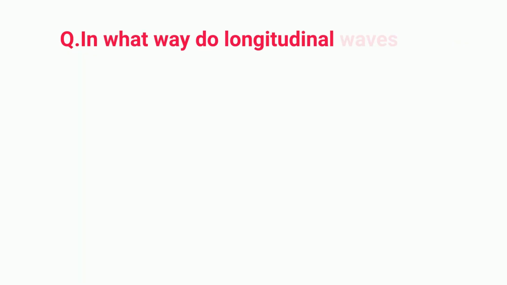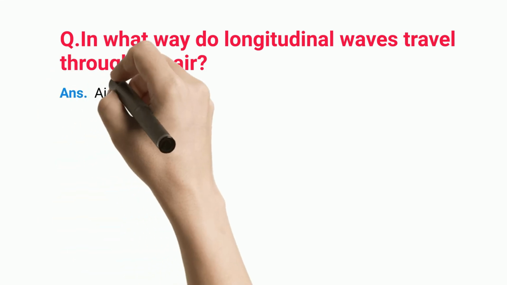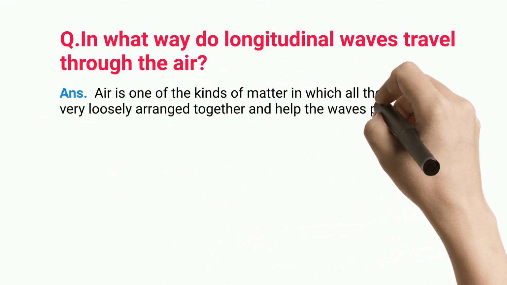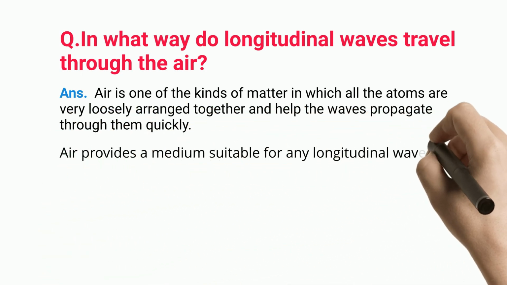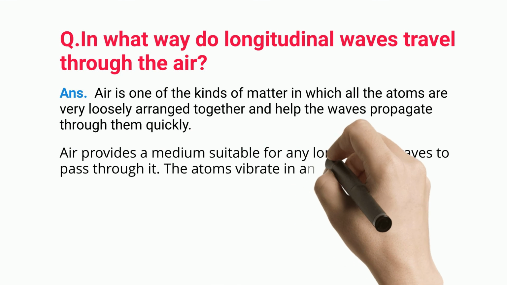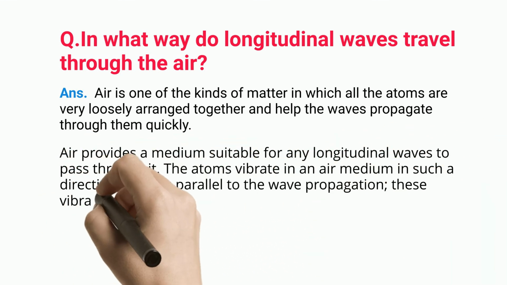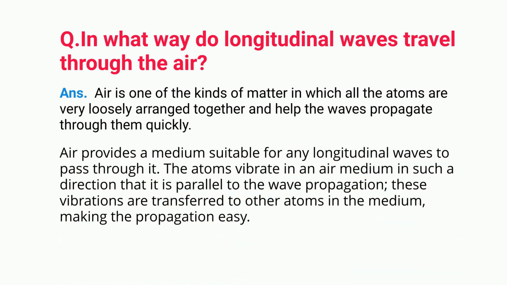In what way do longitudinal waves travel through the air? Air is one of the kinds of matter in which all the atoms are very loosely arranged together and help the waves propagate through them quickly. Air provides a medium suitable for any longitudinal waves to pass through it. The atoms vibrate in an air medium in such a direction that it is parallel to the wave propagation. These vibrations are transferred to other atoms in the medium, making the propagation easy.